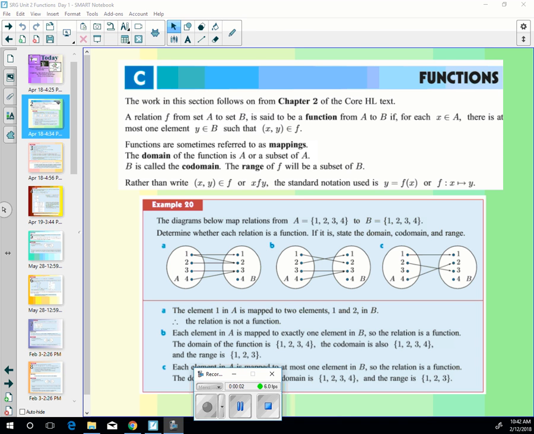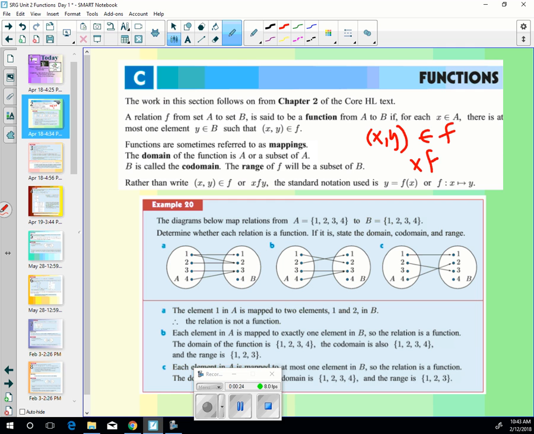Functions, which is a review from probably higher algebra. Didn't you do it in higher algebra and in honors pre-calc? But just a quick reminder of the notation. We're going from A to B. This is a notation you need to be familiar with. (x, y) is an element of f, of the function f, sometimes written x f y.